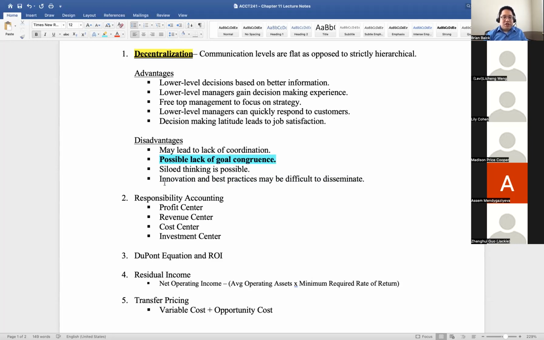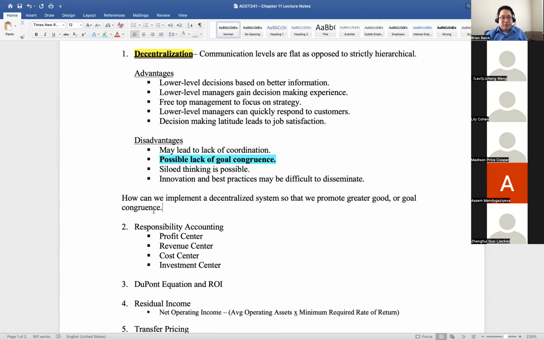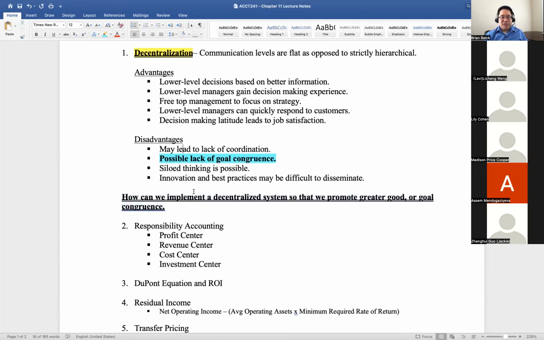So the question in this chapter really is how can we implement a decentralized system so that we promote greater good, or goal congruence. Okay. So that's what we're going to be focusing on in this chapter. Okay, does anybody have any questions about this so far?